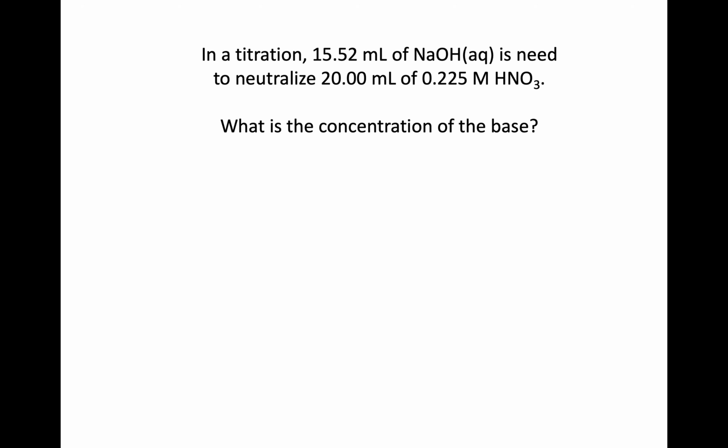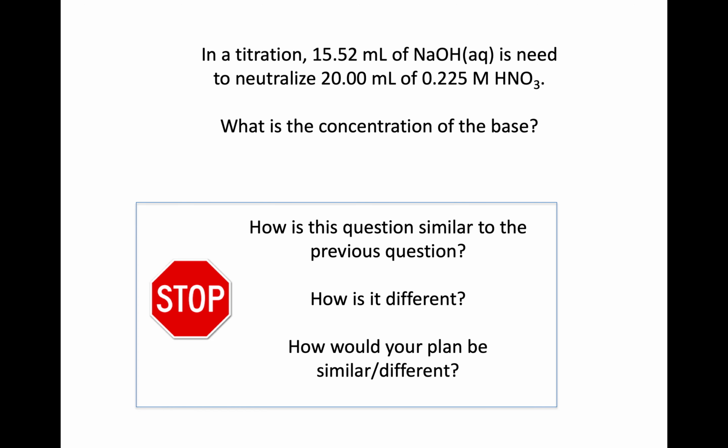How about this one? In the titration, 15.52 mL of sodium hydroxide is needed to neutralize 20.00 mL of 0.225 molar nitric acid. What is the concentration of the base? Analyze this question. How is it similar to the previous question? How is it different? How would your plan be similar or different? I'm not necessarily asking you to go through and solve it, but within your analysis, what similarities do you find and what differences? Share those responses.